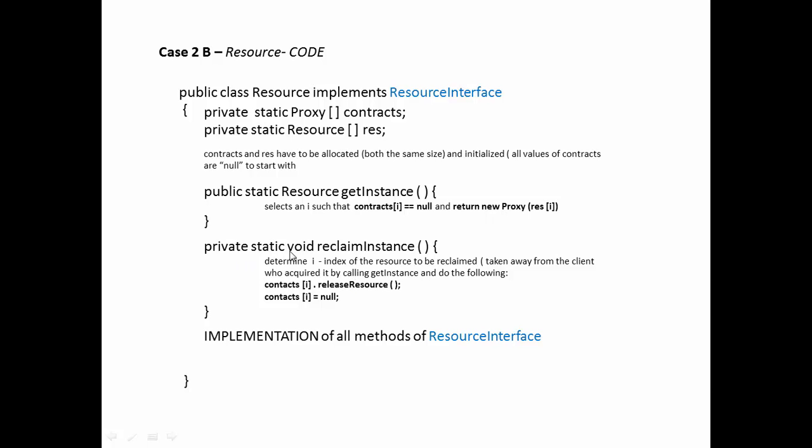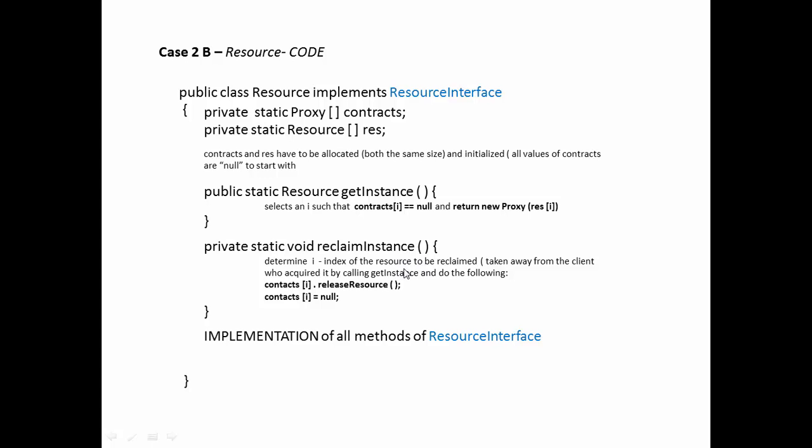When it comes to reclaiming an instance, we find such an I. This will be the victim. So such I which corresponds to the resource we want to reclaim. Okay. So in this array, we choose a victim. We say, okay, we want this one back.